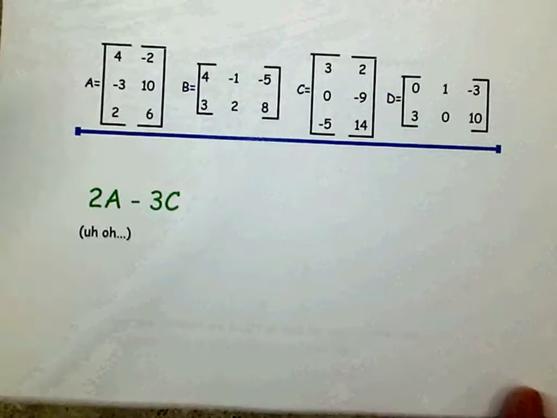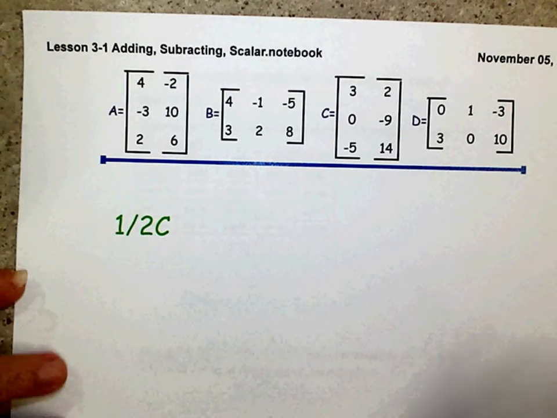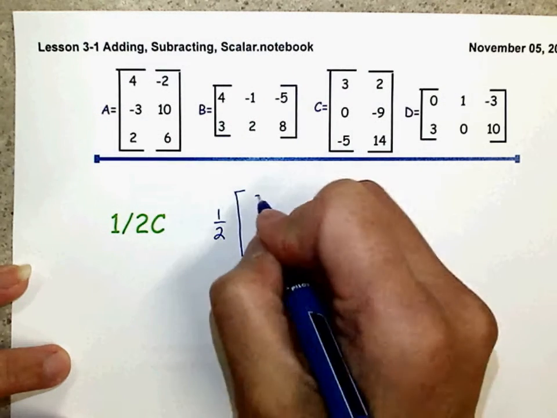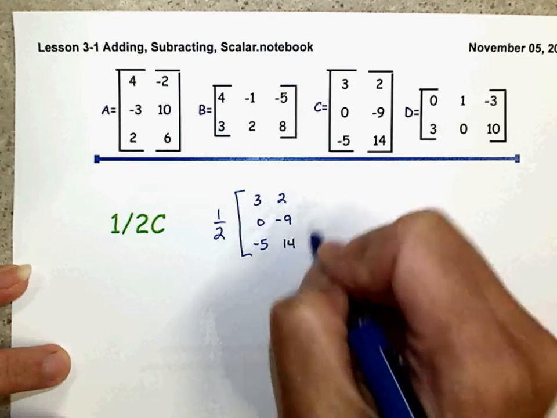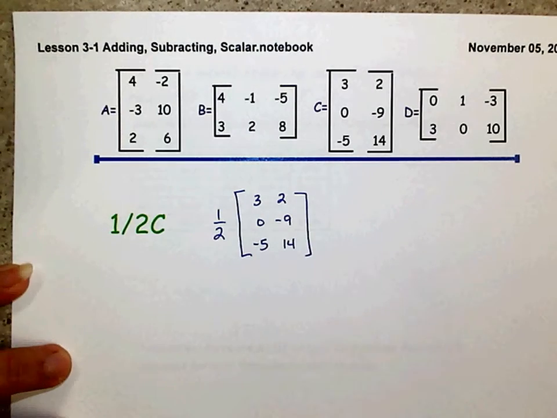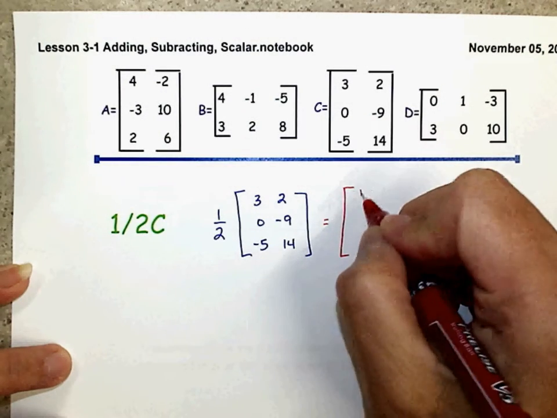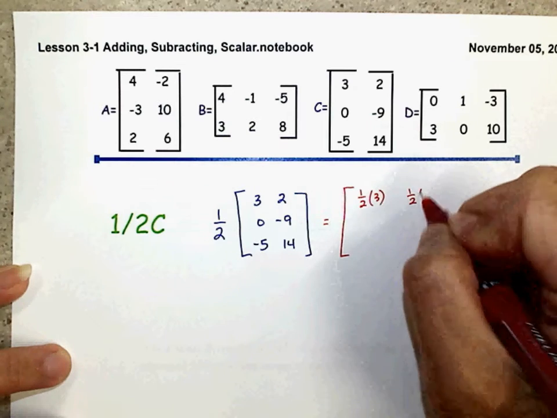All right, what if it's a half? Same concept. So we're going to take 1/2 times your C. 3, 2, 0, negative 9, negative 5, and 14. Okay? So guess what you're going to do? You're going to distribute that 1/2 times all of them. That's your scalar.